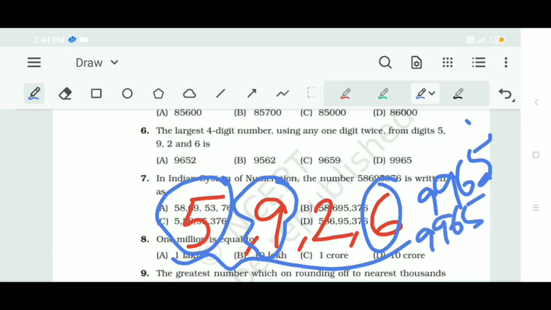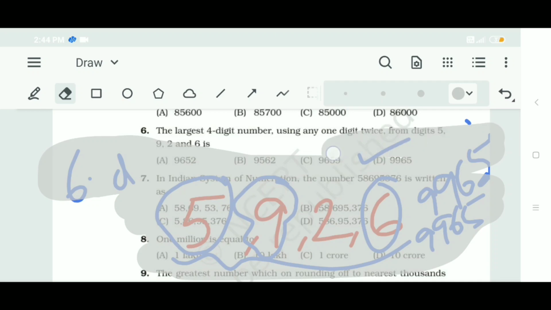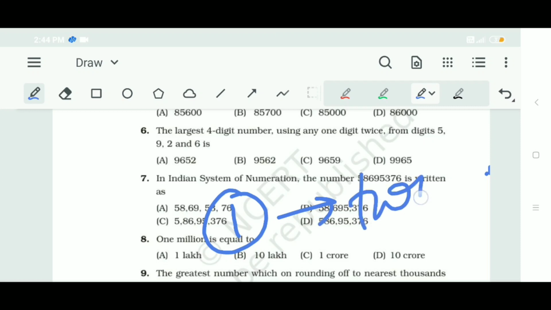9965. It is there in option D again. So question number 6, option D will be the correct answer. I am again telling, see here 4 numbers are given, 5, 9, 2 and 6, and it is also given this liberty that one digit can be used twice. Okay, and we have to make it the largest one.